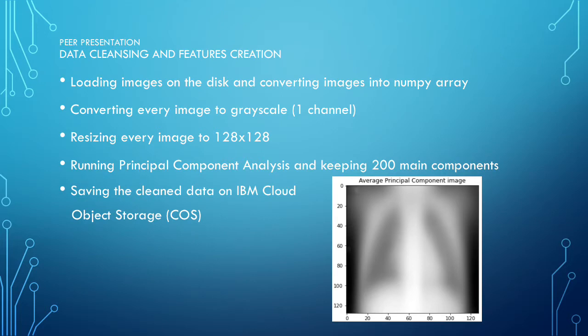Then, we loaded the images on the disk and converted them into a fixed format, 128 by 128 and one channel, meaning grayscale. I used the scikit-image library to do this. I then ran a principal component analysis on the reformatted images and kept the first 200 components. I tried as well 150 or 300 components, but found out that 200 was the right balance between accuracy and overfitting. Then I saved the clean data on IBM Cloud Object Storage for better scalability of the project.